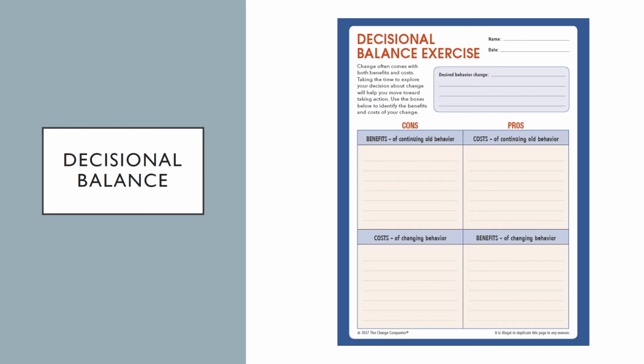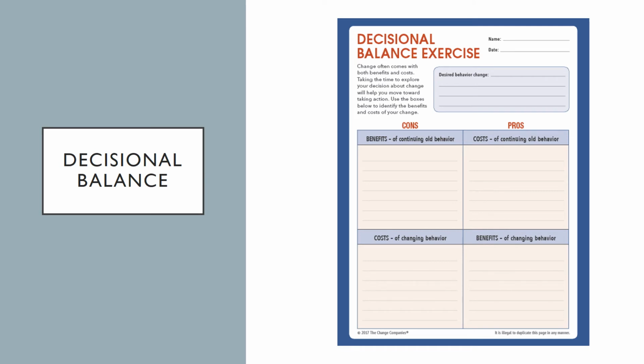The decisional balance is another tool that can be used, and this is basically recognizing the pros and cons, the costs and benefits that come along with changing a behavior. So you can see there's 4 boxes there. The first is to identify the benefits of continuing the old behavior, and then there's the costs of continuing the old behavior. There's the costs of changing the behavior and the benefits of changing the behavior.